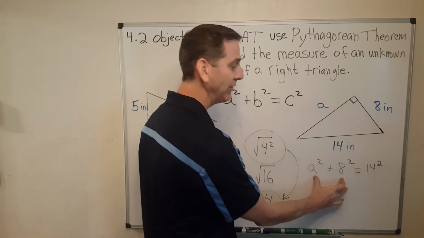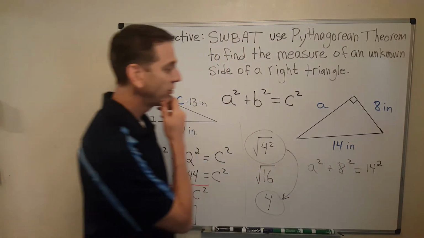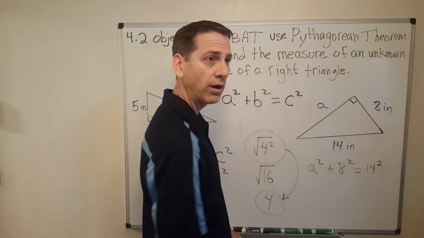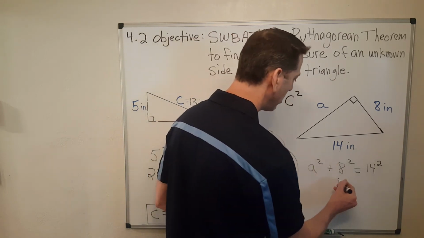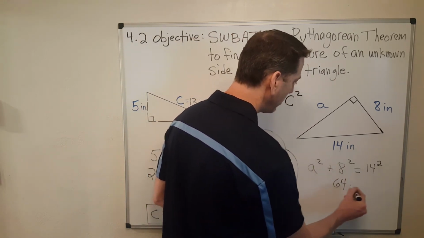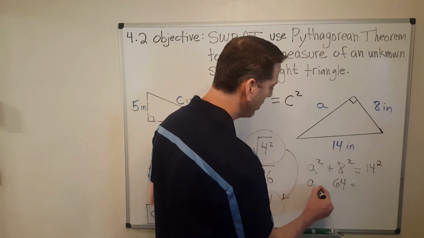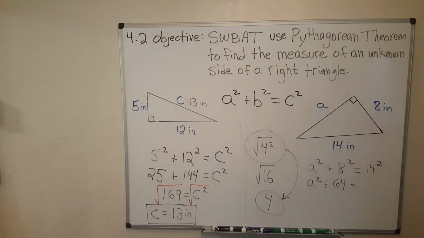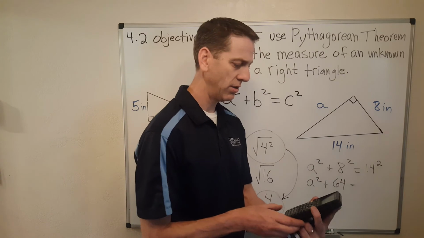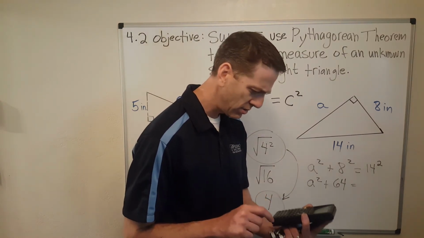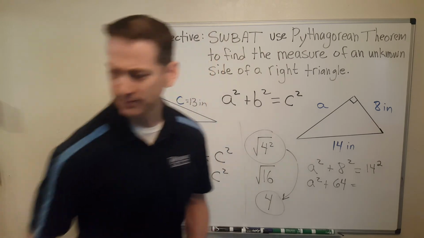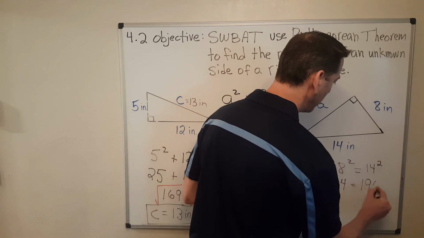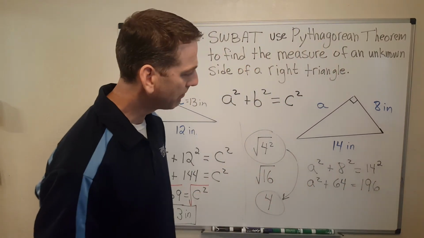I can't just simply add these guys up like I did over here. So what I need to do is take the square of 8. 8 squared, well, 8 times 8 is 64. I'm going to bring down the A squared plus 64 equals 14 squared. Now, what's 14 squared? Let's see here. 14 squared is 196. I could have done that by hand, but save us all a little time.